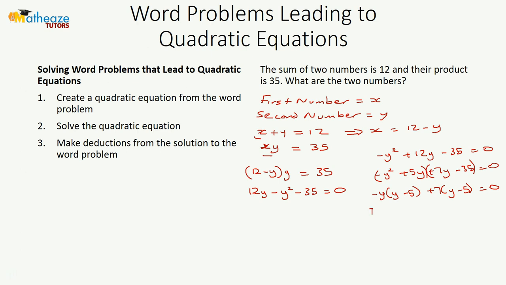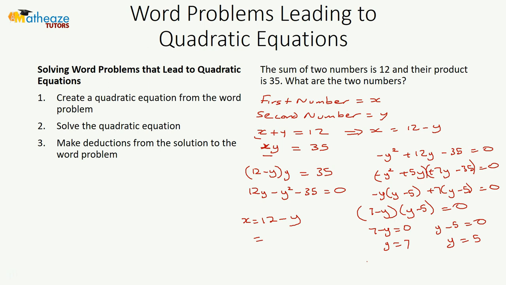So we have 7 minus y, y minus 5 equal to 0. So 7 minus y equal to 0, y minus 5 equal to 0. So y here is 7, y here is 5. So we're told that x equal to 12 minus y. In this case, x is 12 minus 7, which is 5. In this case, x is 12 minus 5, which is 7.